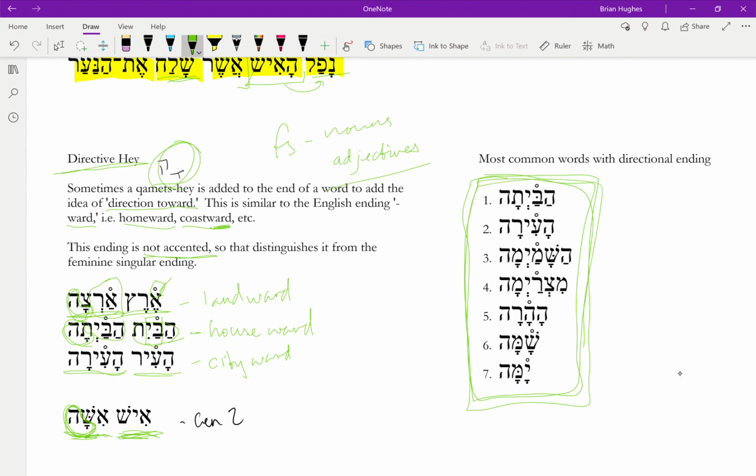So these seven are by far the most common words in the Hebrew Old Testament with these directional endings. So we have habayit becomes habayta, sorry, habayta, because this is silent. It's preceded by a short vowel. So house-ward. Ha'ira, ha'ira, because the accent is here. This is city-ward.